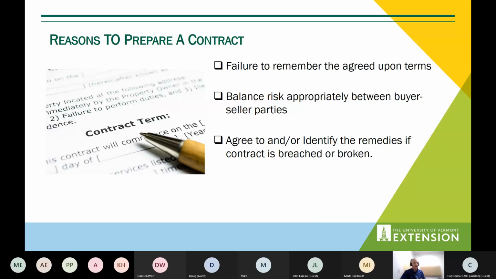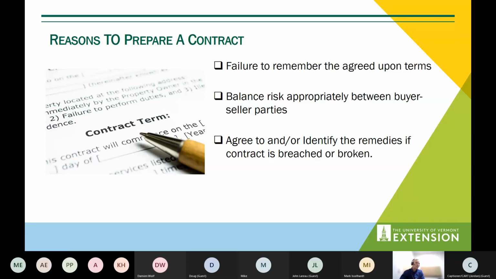Balancing risk appropriately between buyer and seller parties. This is something we do all the time with business planning. I do it all the time with transfer and succession planning, especially when there's a senior business owner or a parent and a younger generation, a son or a daughter that's getting involved in the business. People are trying to understand if someone's got more risk on them and if we can have a relationship that smooths this out. So there's certainly a reason there to prepare a contract if one person feels like they've got more of the risk or potentially someone's got more of the power and they don't feel that's comfortable.